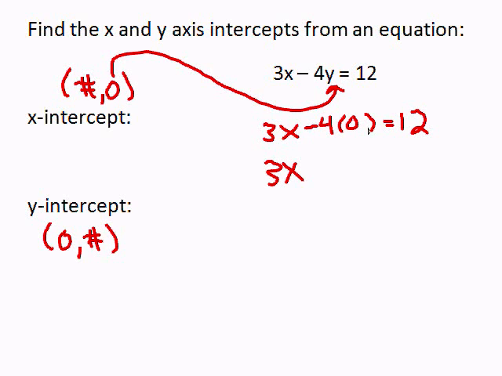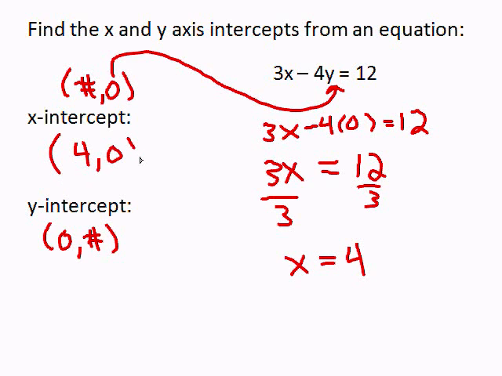So 3x minus 4 times 0. 4 times 0 is just 0, so 3x equals 12. We divide both sides by 3, and we get x is equal to 4. This means our x-intercept is 4, 0. We found the x value by substituting 0 in for y.